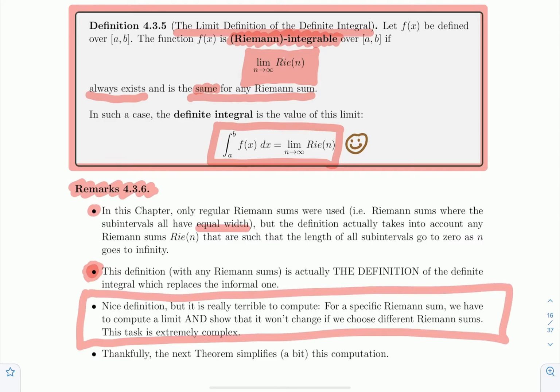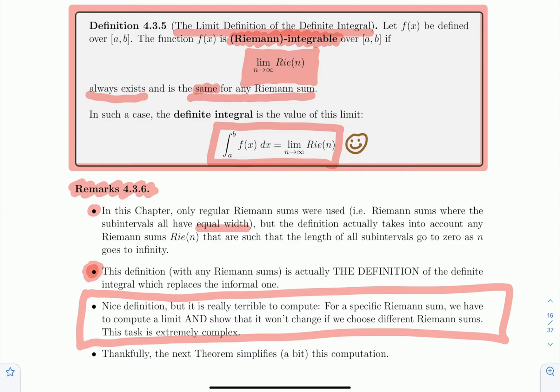How are you going to compute such a thing? You cannot compute the limit as n goes to infinity of every single Riemann sum out there. There's an infinite amount of them. So it's impossible to use. What's really interesting with this definition is that it's very intuitive. You get it. You know what you want to do, but it's very difficult to do.